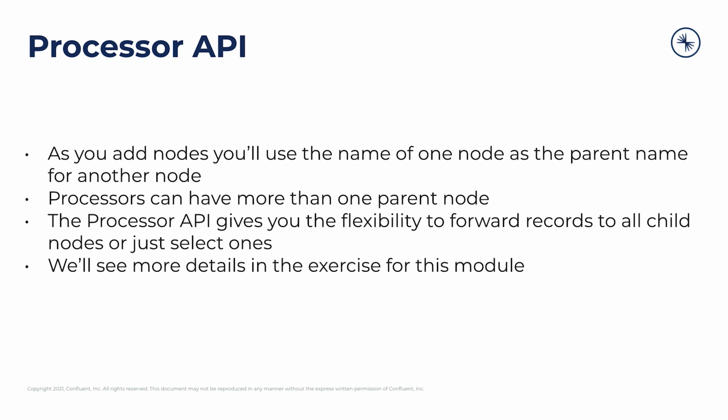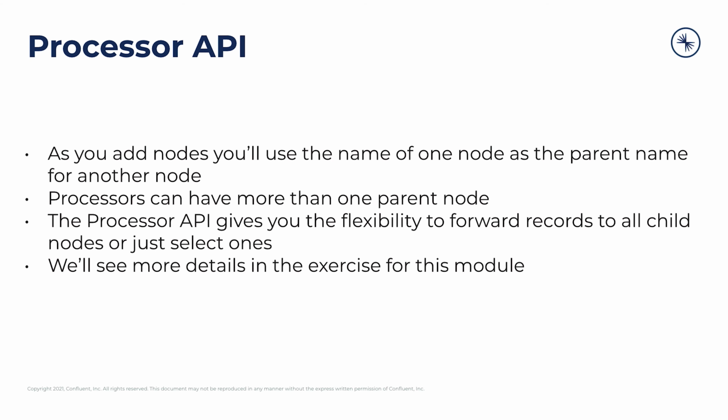So as you add nodes to build up this processor topology, you're going to use the name of the parent to actually specify how this edge of the directed acyclic graph connects these nodes to each other. So when you add one node, you just tell it what's the name of the parent node, and Kafka Streams will do all the work under the hood to connect all these nodes together. Now, processors can have more than one parent node, so you can give them any number of parent nodes, and all of those nodes will then forward the records into this new node that you've added.